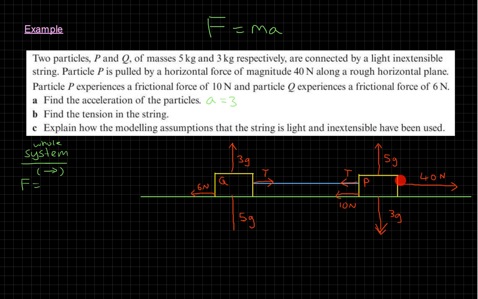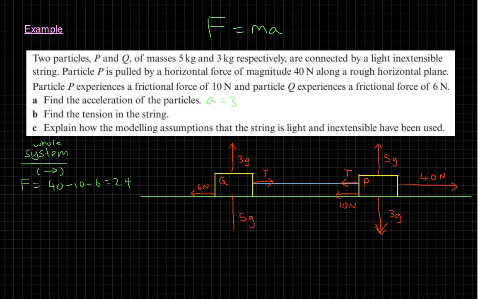We could say, okay, I've got 40 to the right, I've got minus 10, I've got minus 6, and these two T's, I can straight away see they're going to cancel out because one goes right, one goes left. So I'm not even going to bother including them. I'll just go straight away to saying 40 minus 10 minus 6 equals 24.